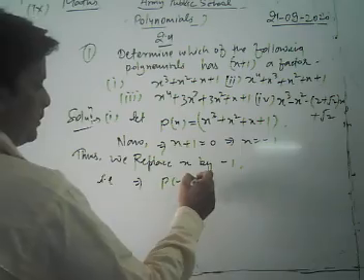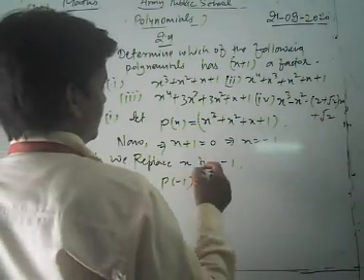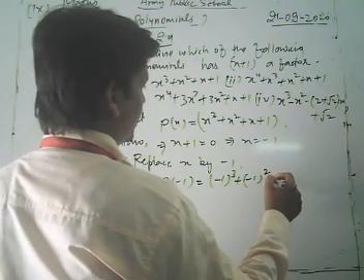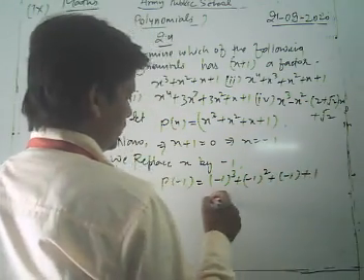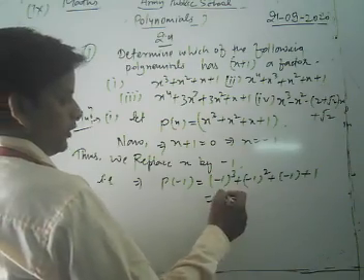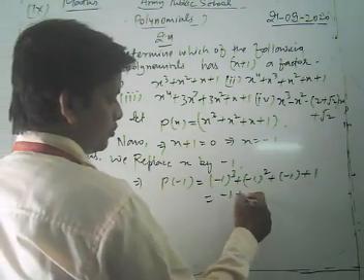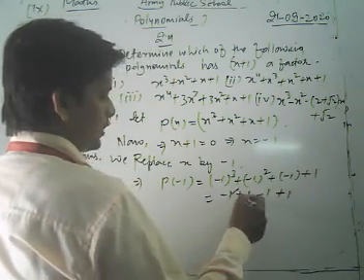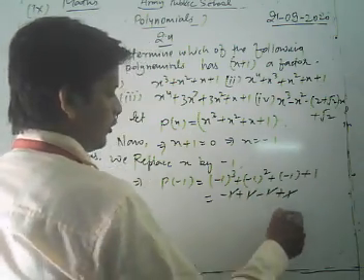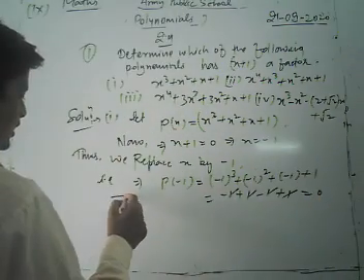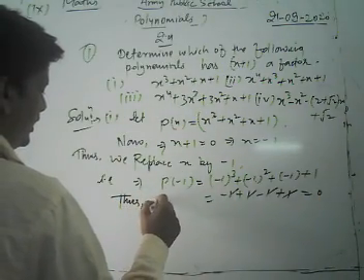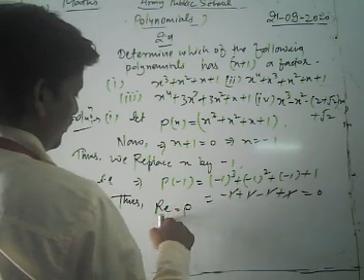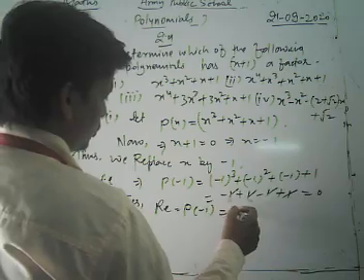This is the remainder. p(minus 1) is equal to what? We get (minus 1) cube plus (minus 1) square plus (minus 1) plus 1, so we get minus 1 plus 1 minus 1 plus 1, which is 0. Thus here the remainder, that is p(minus 1), is equal to 0.